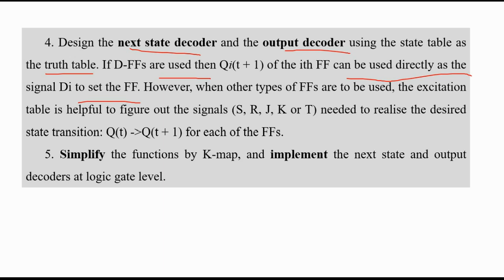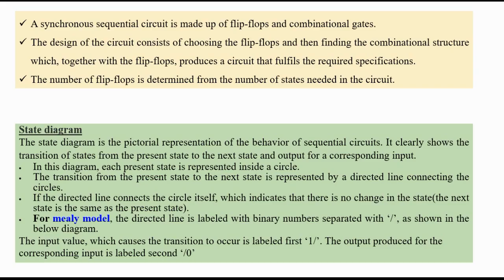If other types of flip-flops are used, you need to keep the excitation table or the truth table to deal with these kinds of state transitions. Then simplify the function by K-map, and implement the next state and output decoders at logic gate level. These are the 5 fundamental steps to design the finite state machine.